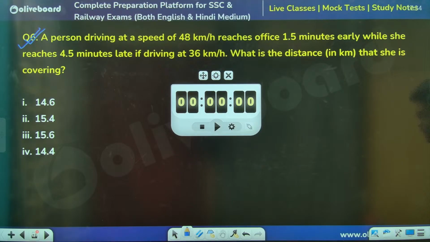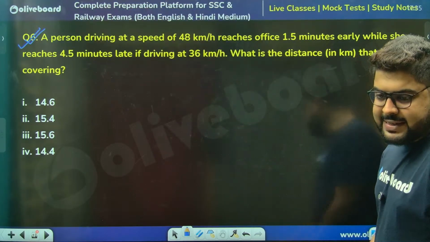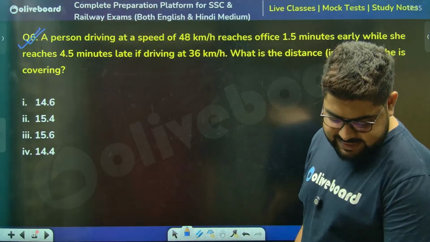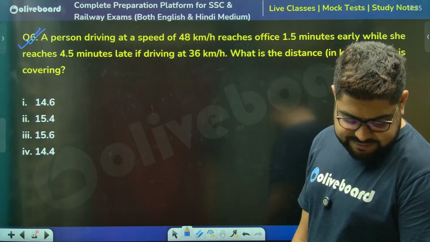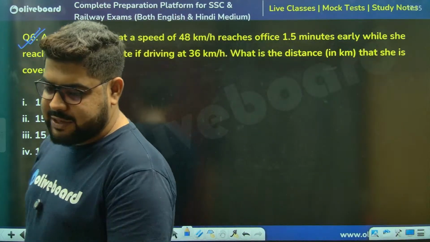Direct formula, direct formula. Argamita is saying 14.4. Anybody else? Reena is saying 14.4. Very good, chalo.